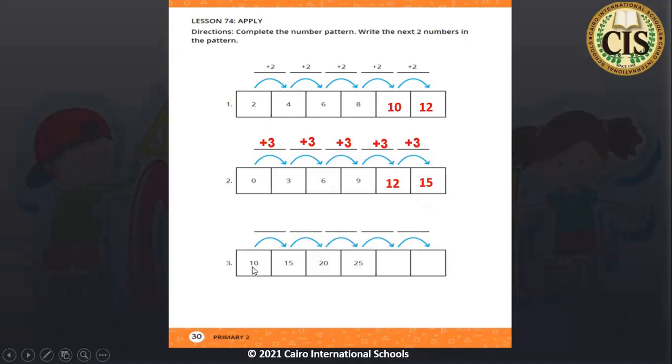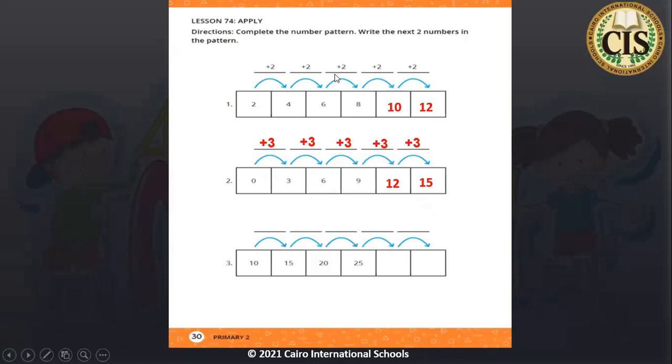The next one. Look carefully at the pattern. The pattern is increasing pattern. 10 becomes 15, 15 becomes 20, and 20 becomes 25. So the pattern is increasing pattern. Increasing by what? The pattern is increasing by 5.